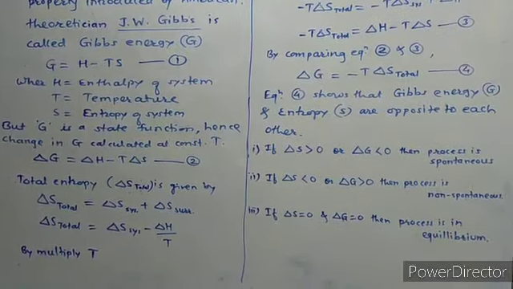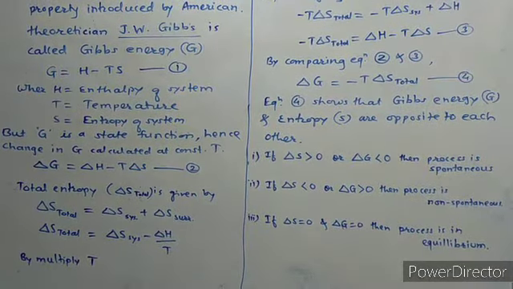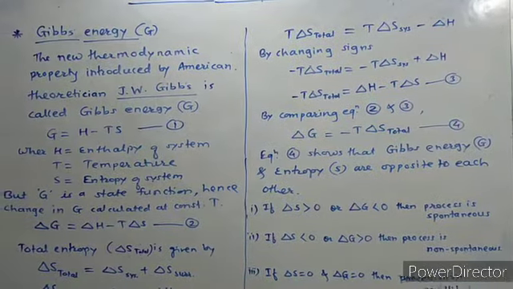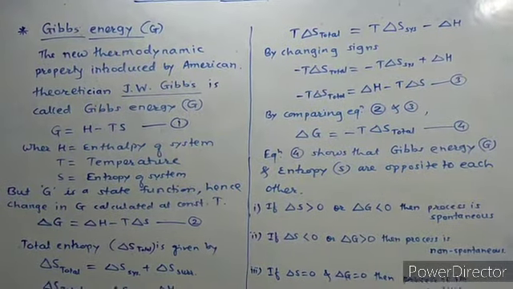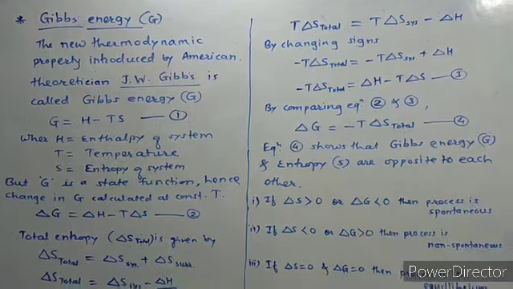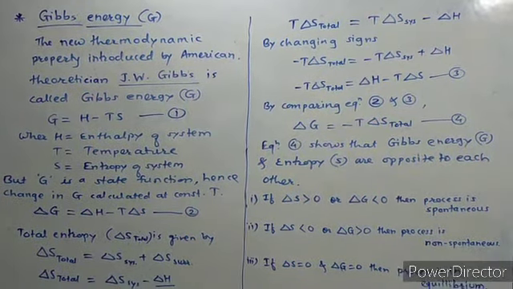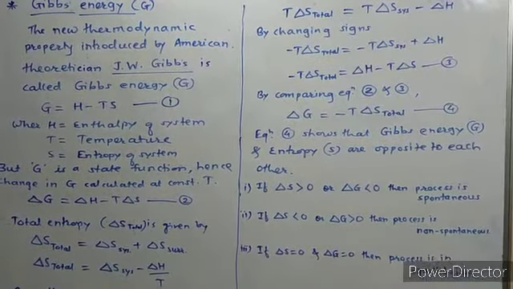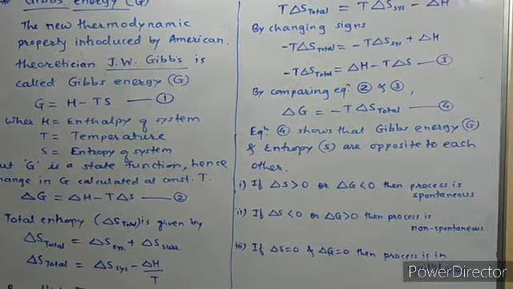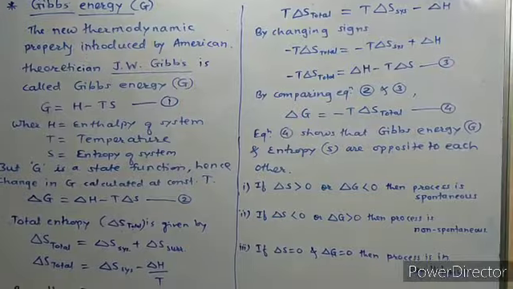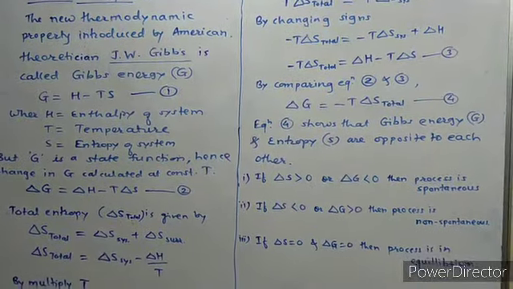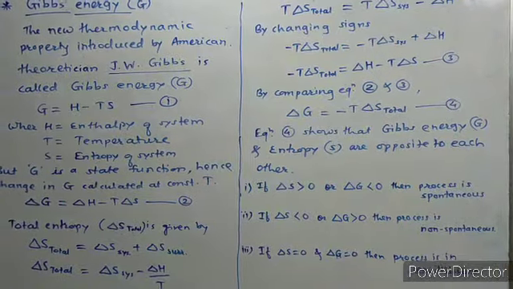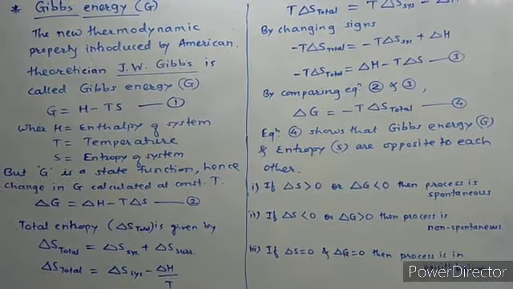Now we have seen previously. So by multiplying by T to the total equation, T delta S total equal to T delta S system minus delta H. Now by changing the signs of all three terms, minus T delta S total equal to minus T delta S system plus delta H. Now we will rearrange that equation. So minus T delta S total equal to delta H minus T delta S.